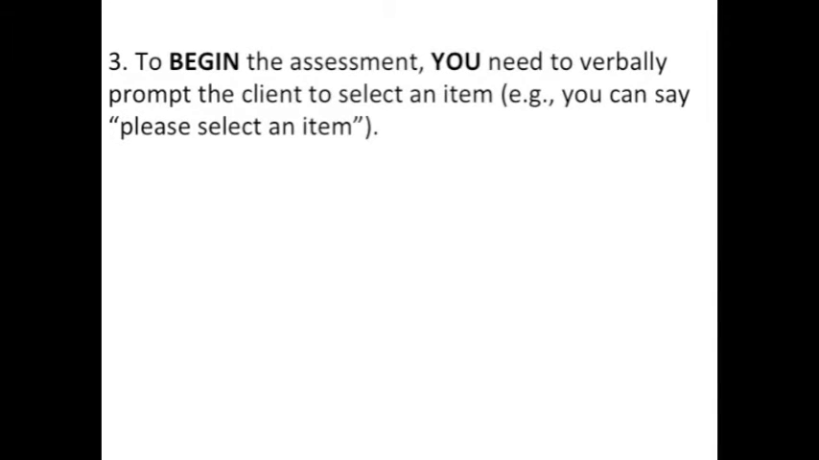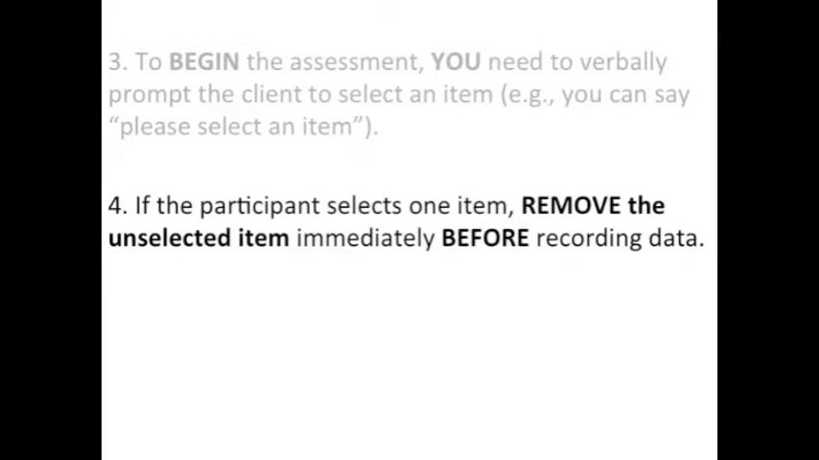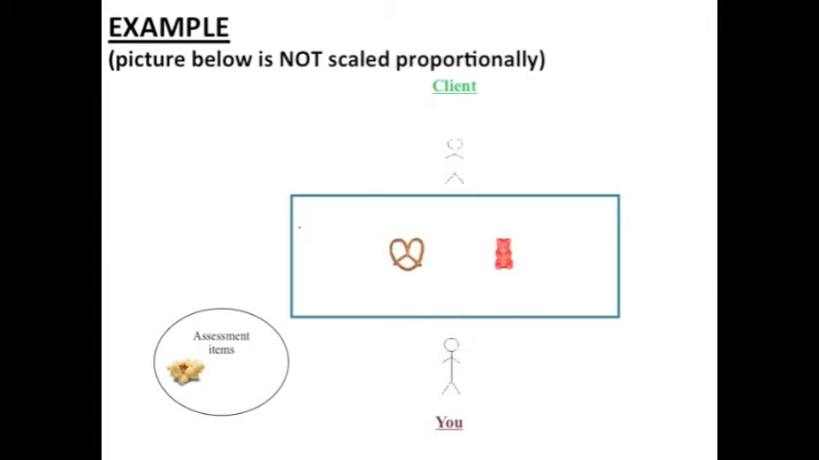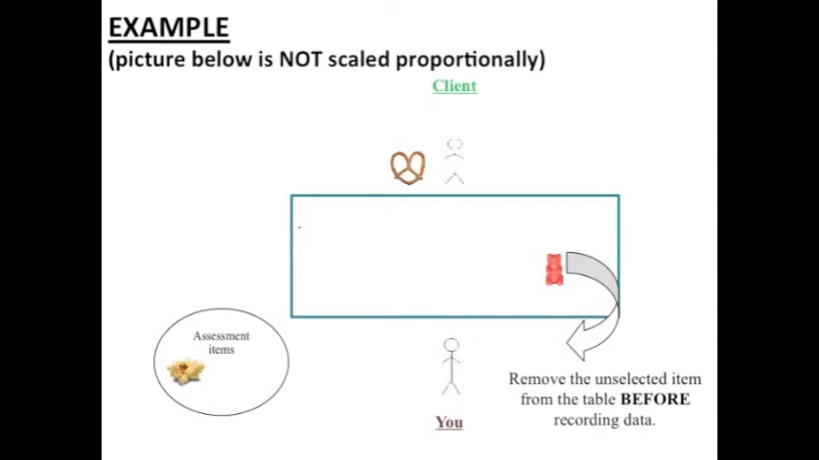To begin the assessment, you need to verbally prompt the client to select an item. You can do this by saying something like, "Please select an item." If the participant selects one item, remove the unselected item immediately before collecting data. Here is a picture of what this will look like. The key here is to remove the unselected item from the table before recording data.